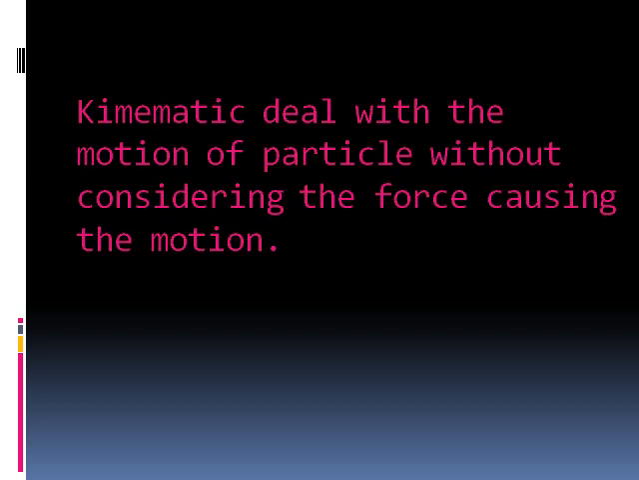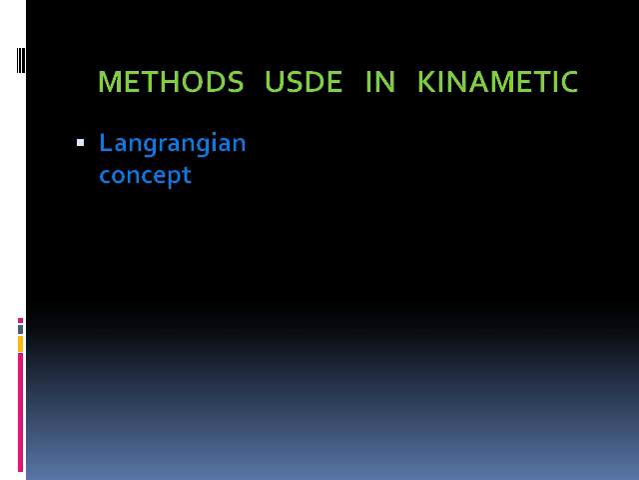Now we will see the methods used in kinematics. Generally, we use two methods, that is the Lagrangian concept and the Euler concept. What does the Lagrangian concept say? In this method, only a single fluid particle is focused on. We focus on a particular fluid particle and imagine and find the whole fluid nature. Or we can say that in this method only a single fluid particle is focused on while following the fluid motion.